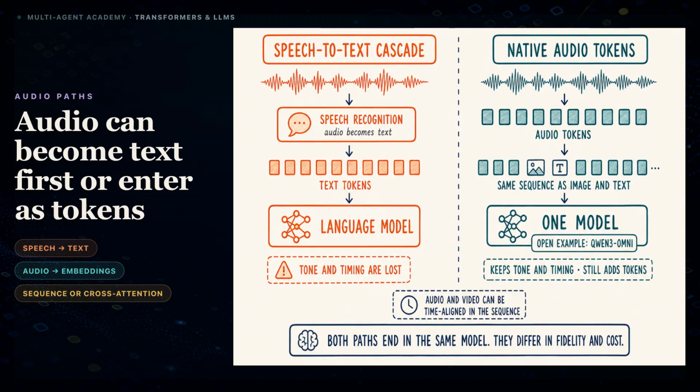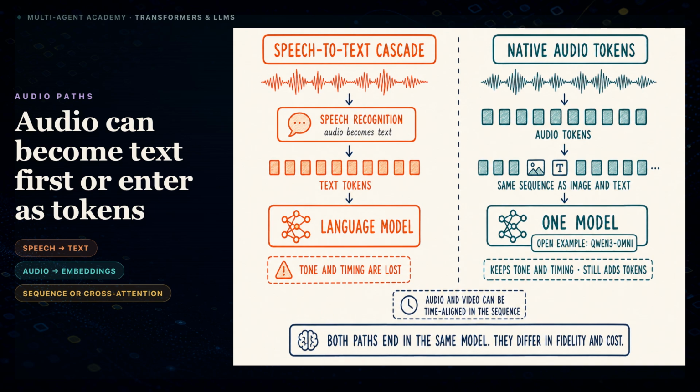Audio can enter through two main paths. In the first path, automatic speech recognition turns speech into text before the language model receives it. The downstream language model processes ordinary text tokens, but transcription may discard prosody, timing, emphasis, and non-speech sounds. A recognition error also reaches the reasoning stage as incorrect text.